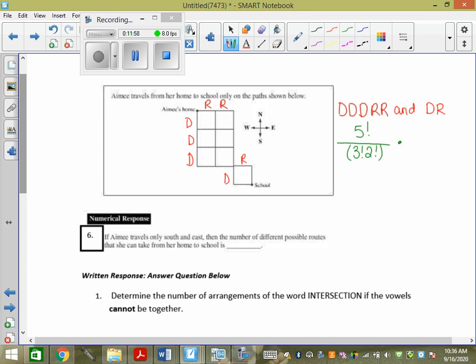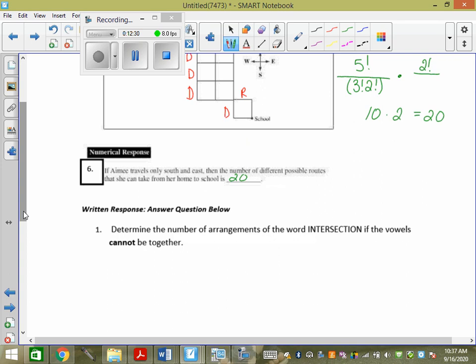And I have to multiply. And then rearranging DR, I could go 2 factorial. Could I go 1 factorial, 1 factorial? Yes. Do I have to do 1 factorial, 1 factorial? No, because that's just 1. So it's going to be 120 divided by 60, which is 20 divided by 2 is 10. 10 times 2, is it 20? Yeah.